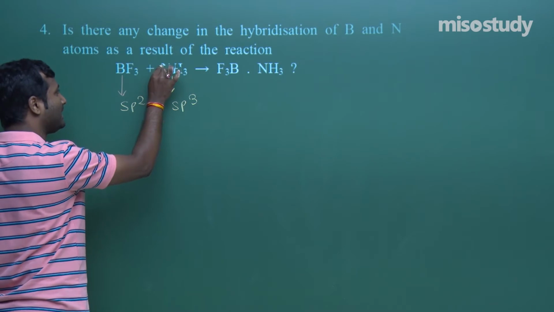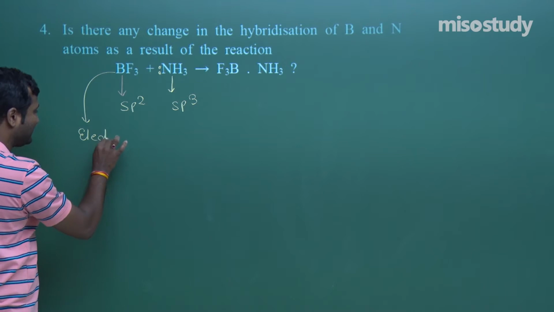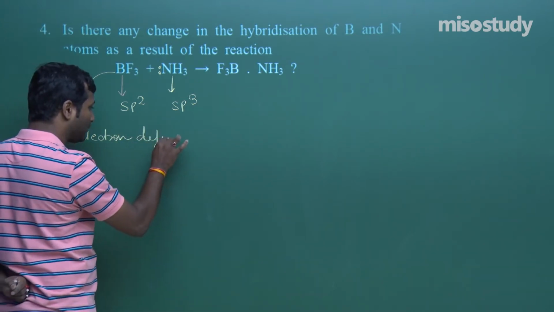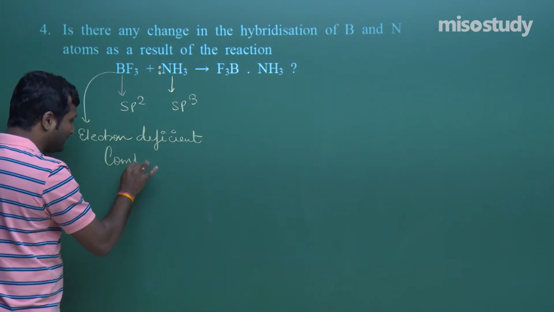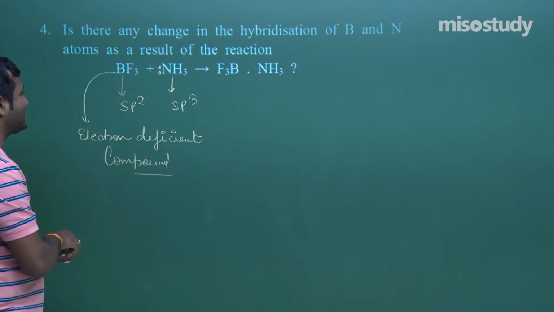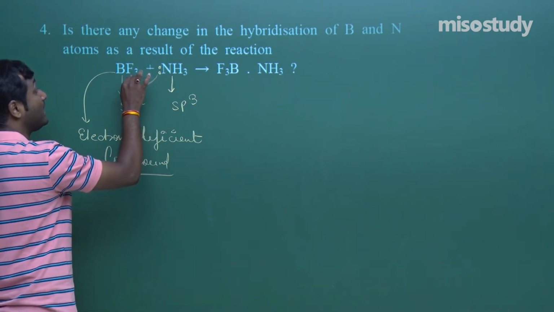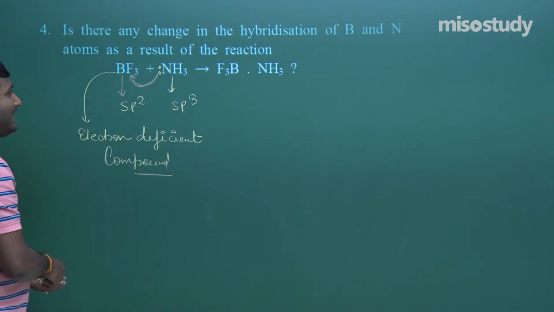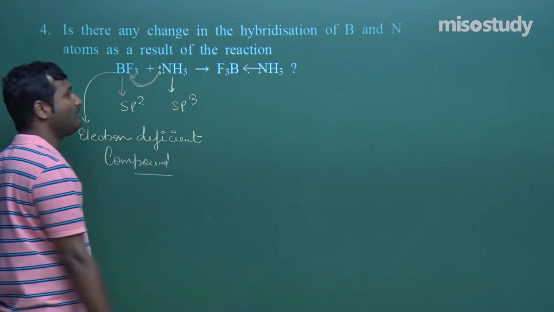As we know, N contains one lone pair of electrons, and B is an electron deficient compound. When BF3 comes close to NH3, NH3 will give the lone pair of electrons via coordinate bond formation, not complete donation, partial donation takes place. Due to this reason, there is the addition of one more bond.